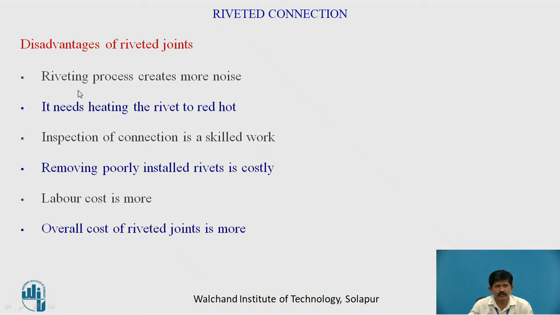Disadvantages of riveted joints: the riveting process creates more noise as hammering is done. It needs heating of the rivet to red hot, so electricity or heating equipment is necessary. Inspection of the connection is skilled work. Removing a poorly installed rivet is costly, labor cost is more, and the overall cost of the rivet joint is more.